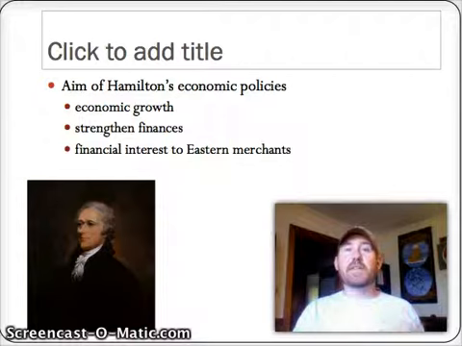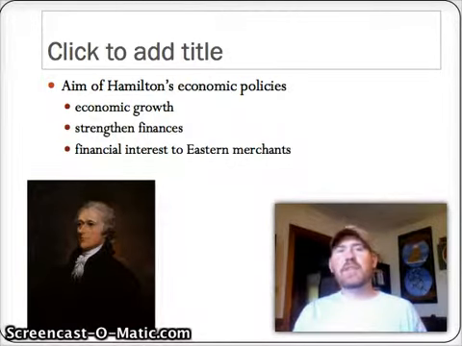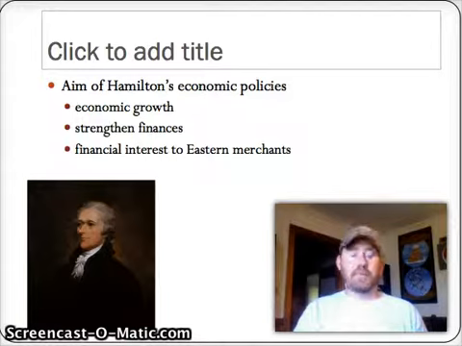Alexander Hamilton was the first head of the Department of the Treasury, so he was in charge of getting the nation's finances in order and getting the ball rolling on how we're going to economically run our country. As far as his economic policies, first of all, he wanted to stimulate economic growth. He wanted to strengthen the finances of the country, and he also believed that he needed to get the Eastern merchants, the upper class of the U.S. economy, involved in the economy and in the interest of the national government, because it would benefit us going forward.